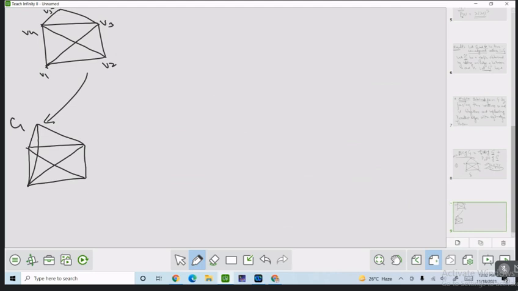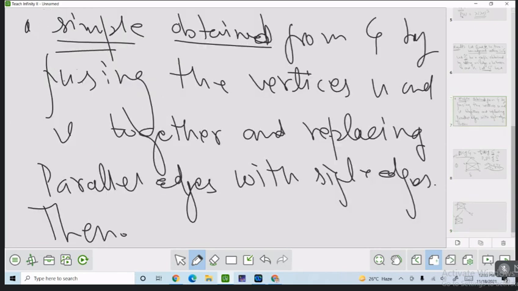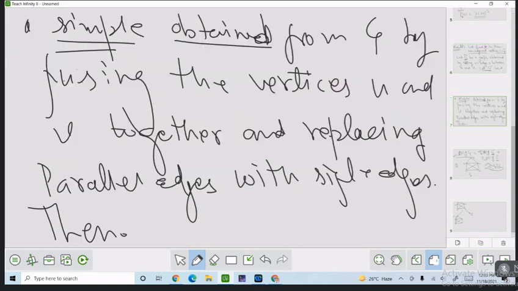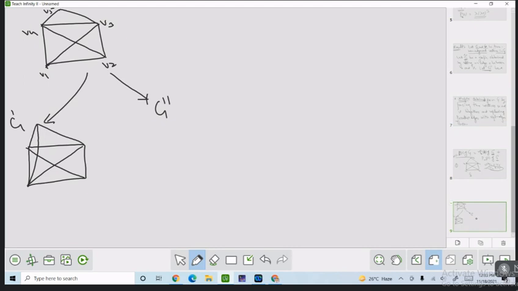This is G prime. Okay, now I will obtain G double prime. What is the condition? Okay, we obtain G prime by fusing V2 to V5. Now I want to fuse this vertex to this vertex. I want to fuse V2 to V5. Then what is the graph?